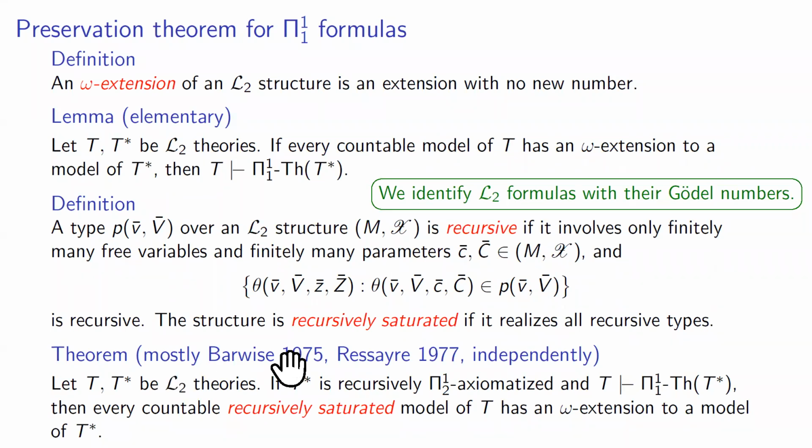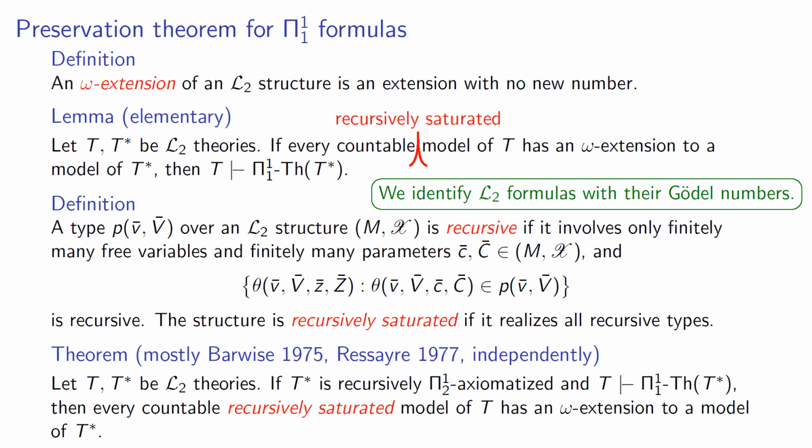So if a model is countable, recursively saturated and satisfies the right theory, then it has all the omega extensions that it should have. This gives us a characterization, or in a sense a preservation theorem, for pi-1 formulas in terms of omega extensions. I should add that it is still true that if I only know that the countable recursively saturated models have omega extensions, that's enough to give us the provability condition. I don't need it to be true for all countable models, because we have a recursive language, and any structure can be elementarily extended to one that is recursively saturated of the same cardinality.